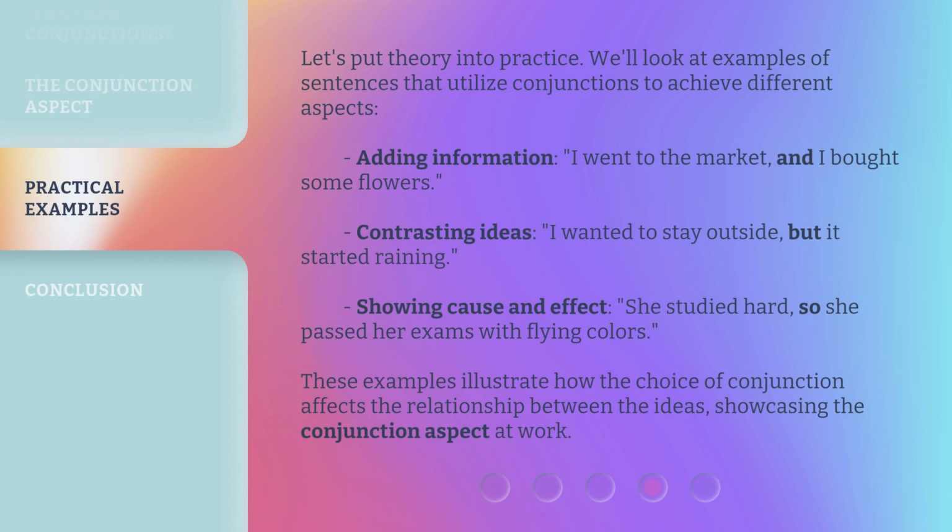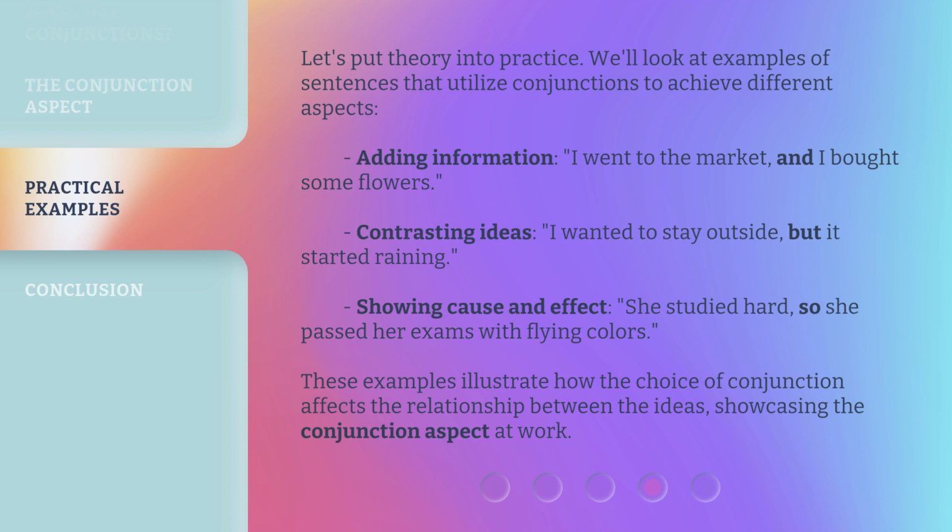Let's put theory into practice. We'll look at examples of sentences that utilize conjunctions to achieve different aspects. Adding information. I went to the market, and I bought some flowers. Contrasting ideas. I wanted to stay outside, but it started raining. Showing cause and effect. She studied hard, so she passed her exams with flying colors.